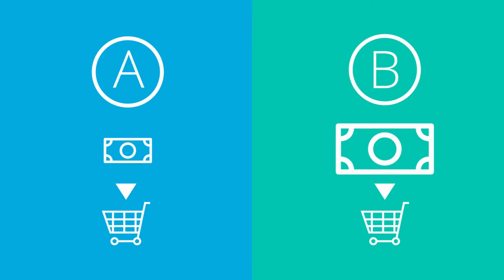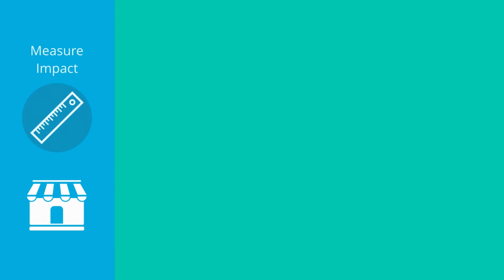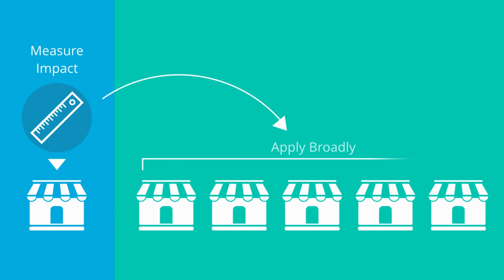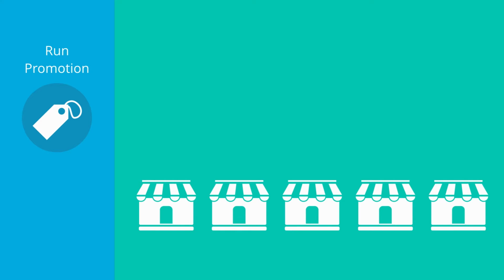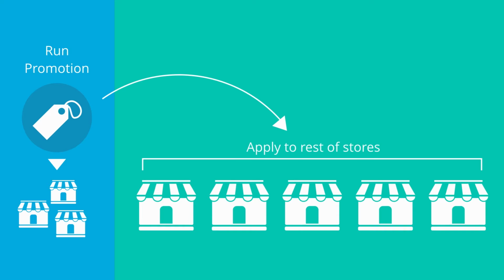control group. Measuring the impact of a change before applying it broadly can be useful in minimizing the potential negative impact of a change. For instance, if you're thinking of running a promotion, you would run a test on a subset of stores to determine if the promotion had a positive impact on profit. If the test showed positive results, you would roll out the changes to the rest of your stores.